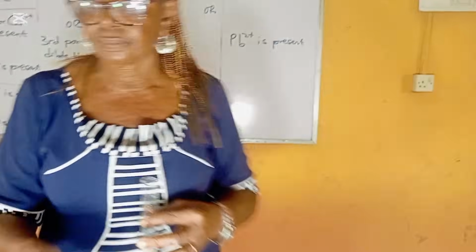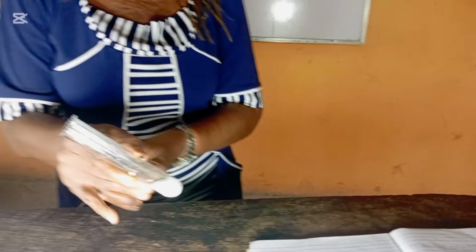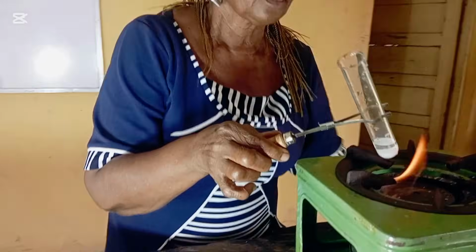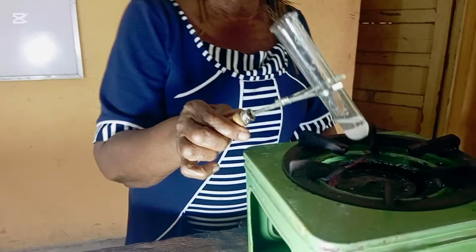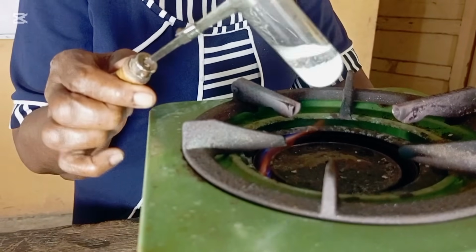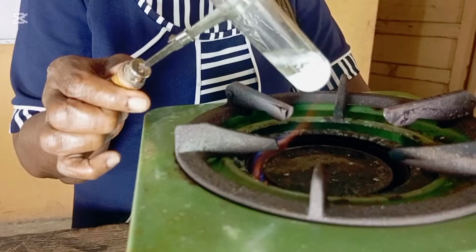Let's go for the heating. You use your test tube holder. You hold it. That's the test tube holder. You now start heating. You heat it. It's a confirmatory test. The white PPT will disappear.